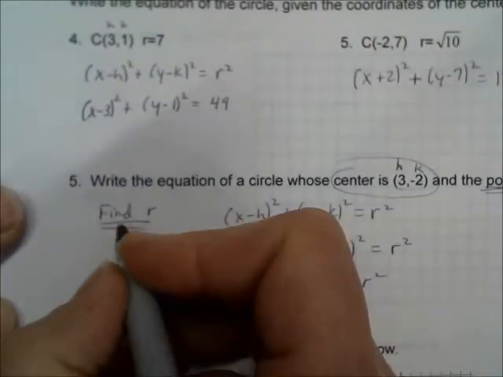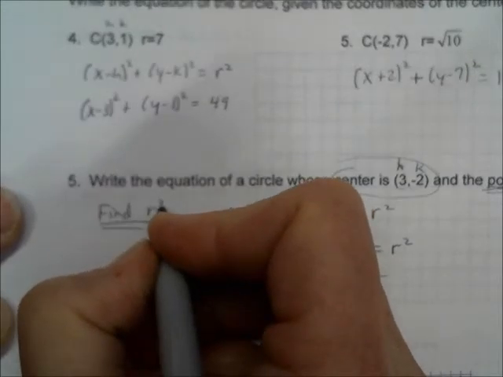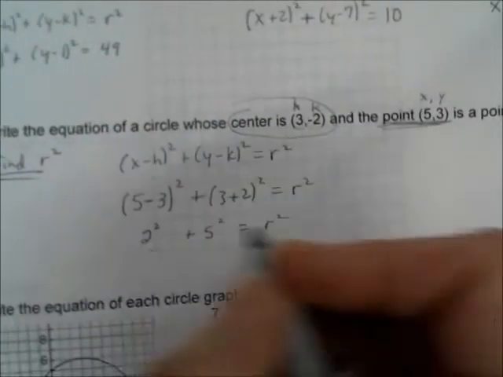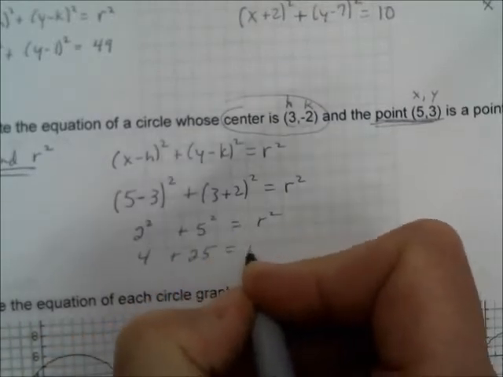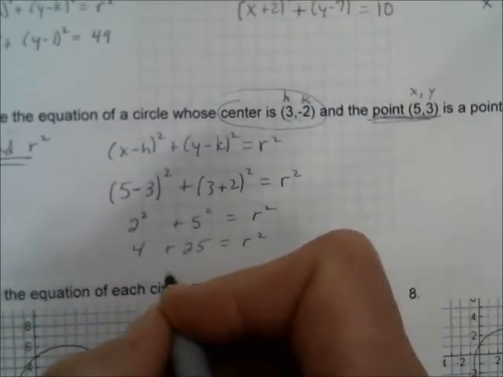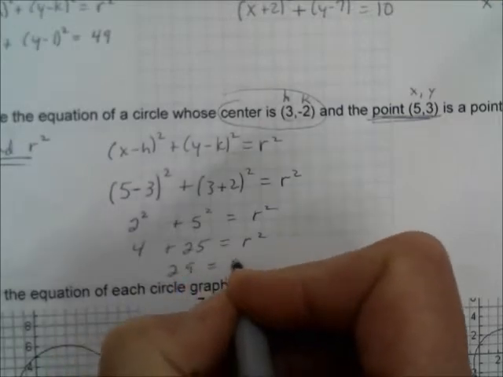So actually, in this beginning, we only have to find what r squared is. We don't have to take the square root of it. Well, 2 squared is 4. 5 squared is 25. So 4 and 25 is 29, equals r squared.